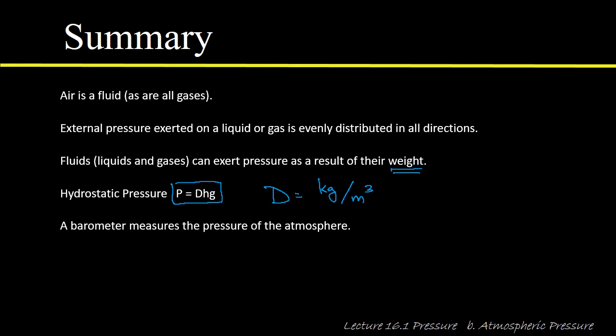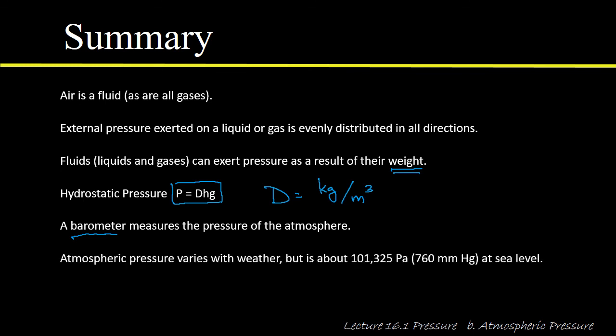Since we can't use that equation to calculate atmospheric pressure directly, we can measure atmospheric pressure using a barometer. And a barometer is a column of mercury in a tube, and there's a balance between the pressure exerted by that mercury column on one side and the pressure of the atmosphere pushing down on the mercury reservoir on the other side. Those two things balance out, and the height of the mercury column gives us the pressure.